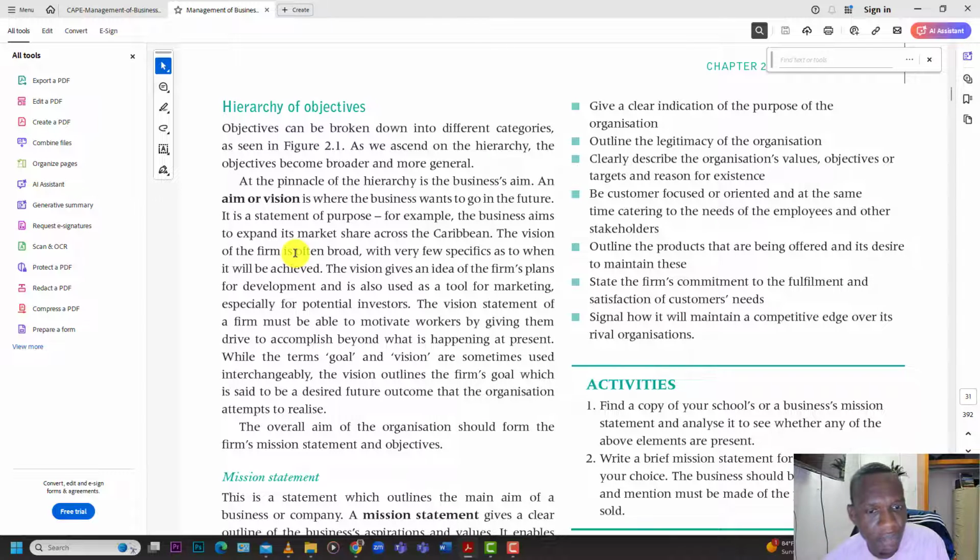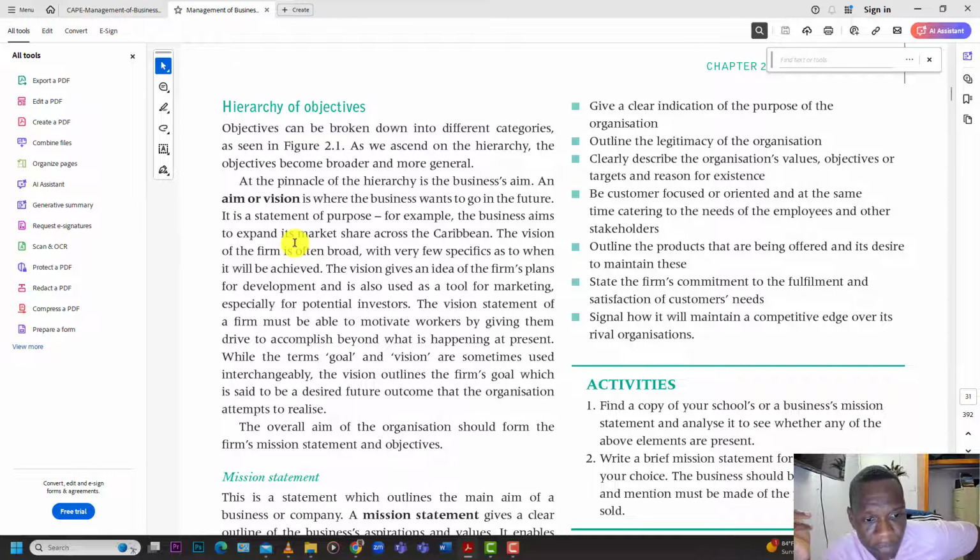The vision gives an idea of the firm's plans for development and is also used as a tool for marketing, especially for potential investors. Of course, you're going to be boasting, like, we aim to be the best in this particular thing. In this one here, they say we aim to expand across the Caribbean region. And of course, investors are going to hear that, and they'll be like, okay, I want in on this action early, so that by the time they invest and they expand for real, my returns would be maybe tenfold, right?